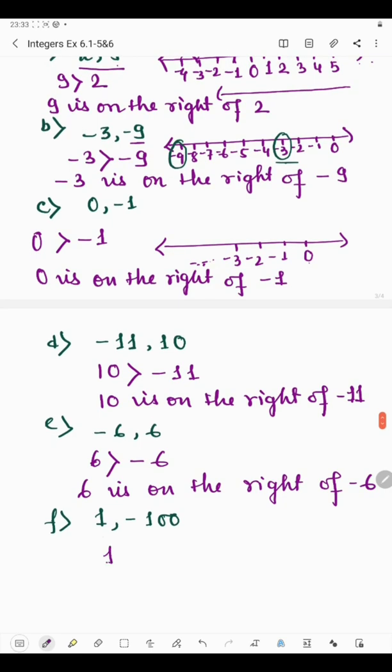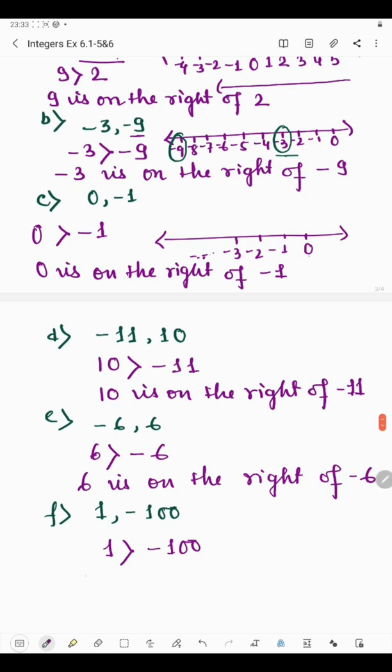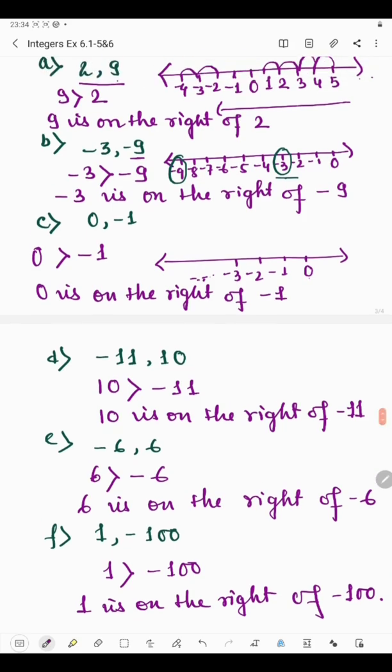And in the last part we have 1 and -100. Again, a positive number is greater than negative numbers. Any positive integer is greater than any negative integer, and if it is greater, then it will lie to the right of that number on the number line. So we'll write 1 is on the right of -100. Okay. So this was all about question number 6.